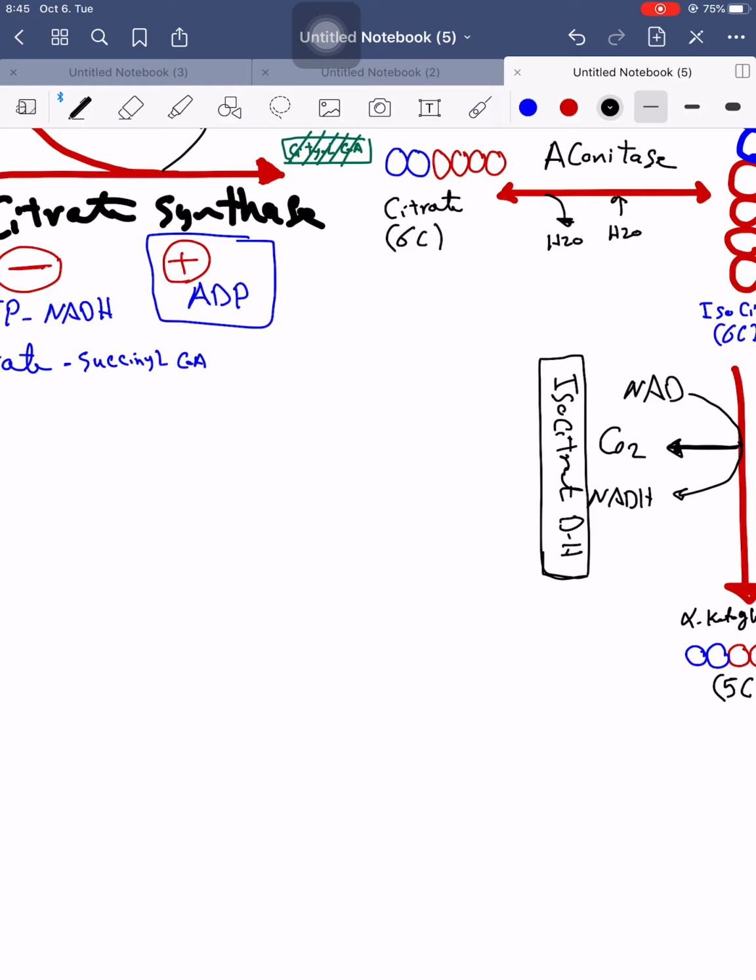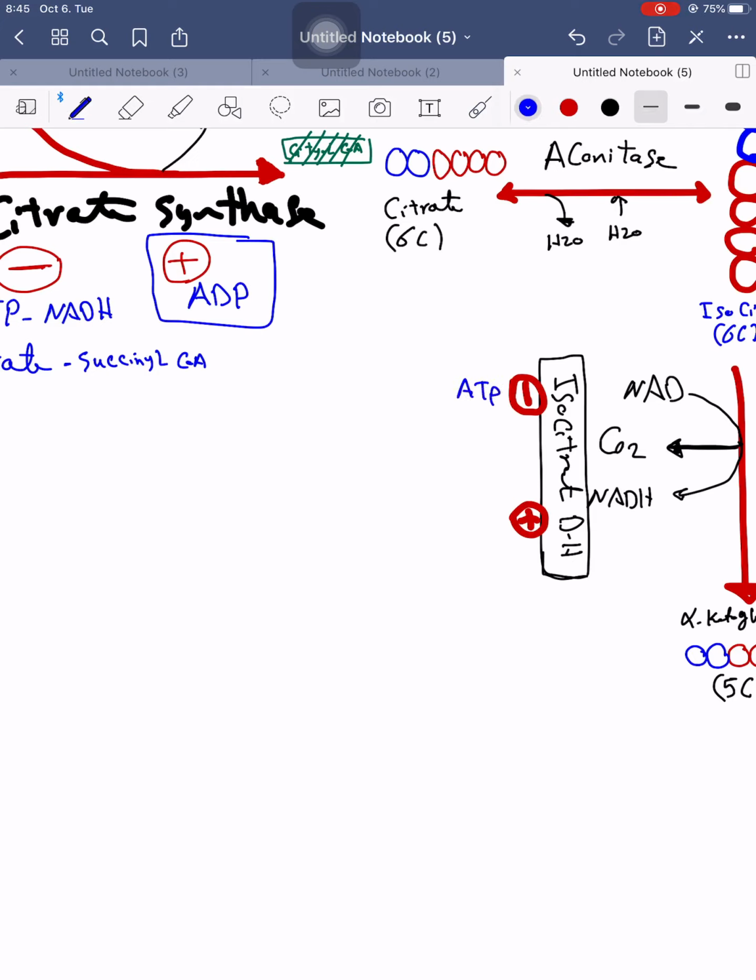Please remember it. Isocitrate dehydrogenase, yes, that enzyme is highly regulated. What factor inhibits and what factor activates? It's the same concept. It's inhibited by what? Inhibited by energy. So ATP will inhibit it.